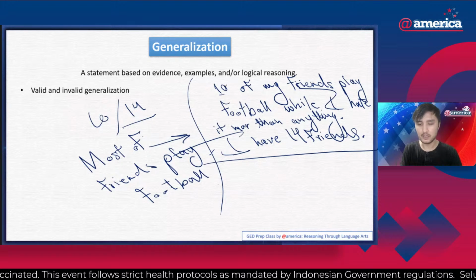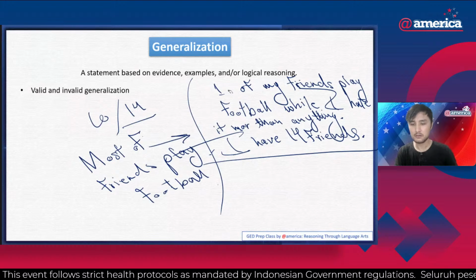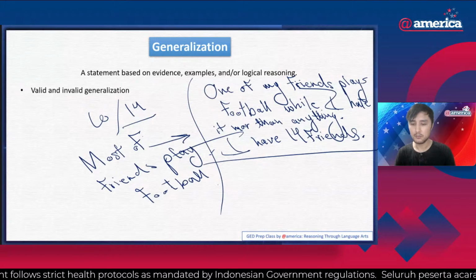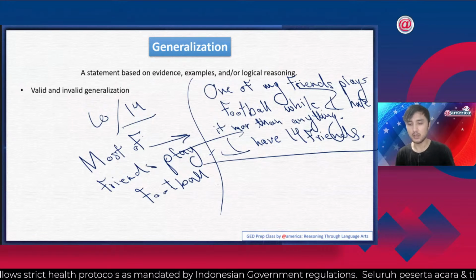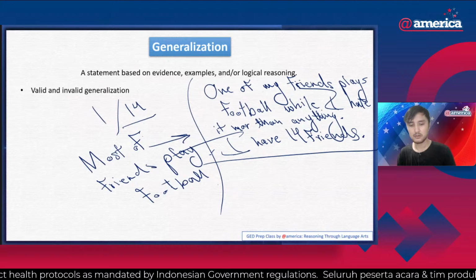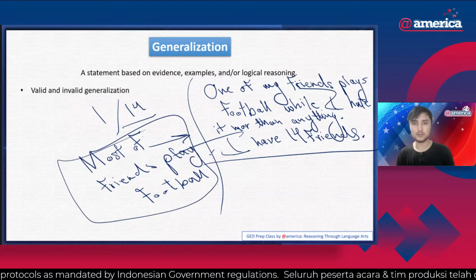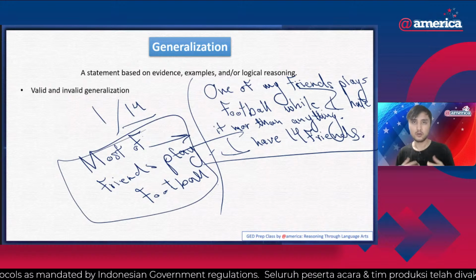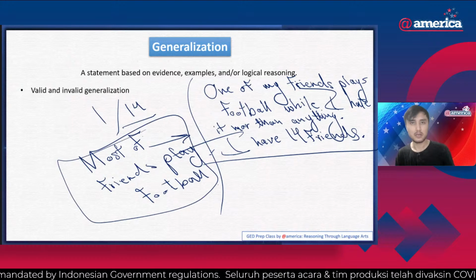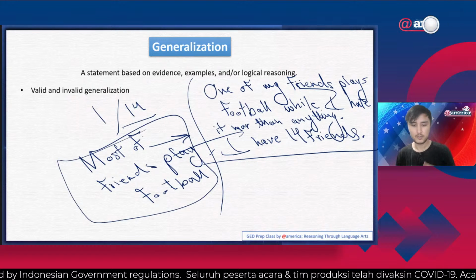But if you have, let's say, one of my friends plays football while I hate it more than anything. I have 14 friends. If you have that, then this actually changes. Now, this generalization becomes invalid because, based on the evidence provided in the passage, it is not supported in any shape or form in the text.